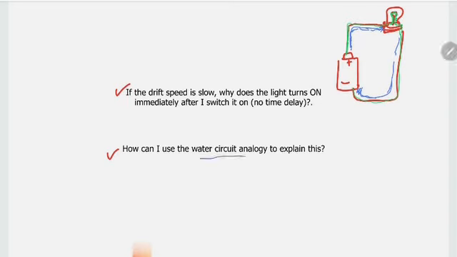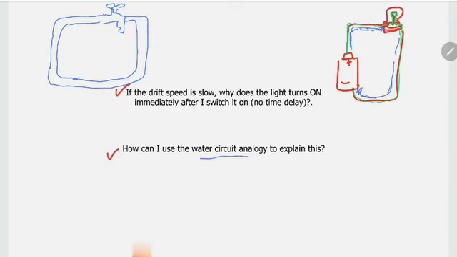Let's think about the water circuit analogy. Bakit kapag nabukas ka ng gripo, there's already water coming out? Because meron na, di ba, yung pipes mo, puno na siya ng tubig. And then, when you open the faucet or the spigot, the water that's coming out are the water near the faucet, near the opening. Okay? So, you're not waiting for the water dun sa tank to go out of the faucet.